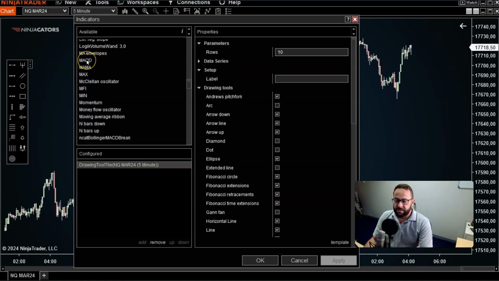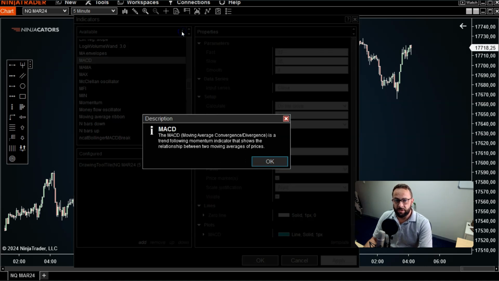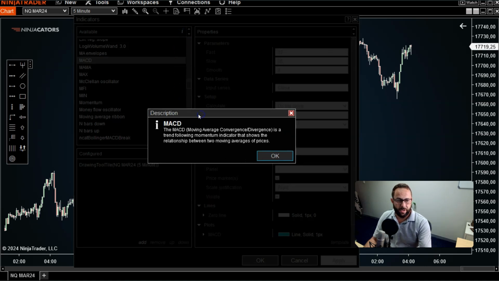Just for quick interest, if you are new to the NinjaTrader platform and you don't know what any one of these indicators means, then simply highlight it and you'll see a little information button on the top there. If you do click on it, it'll give you a quick description of any of the indicators built into the NinjaTrader platform. Now for the MACD, we can read here that the moving average convergence divergence is a trend following momentum indicator that shows a relationship between two moving averages of prices.